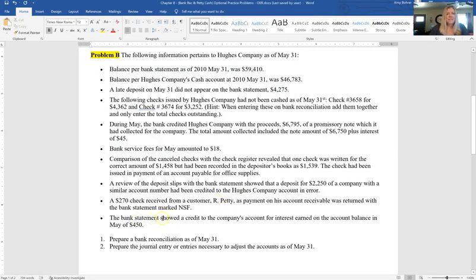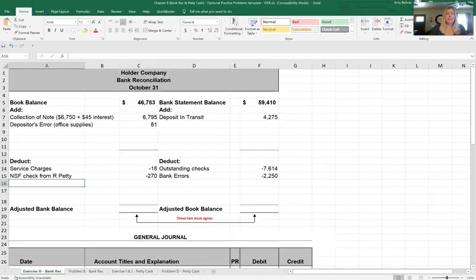And the last thing is the bank statement showed a credit to the company's account for interest earned on the account balance in May of $450. So sometimes you'll have a checking account that earns interest. And again, this is something that the bank will automatically deposit to your account, and you're not going to know about it until you get a bank statement or you get a notice from the bank. And interest earned is going to be something that increases our book balance. Okay, so that's going to be an addition to our book balance. And that was the last thing.